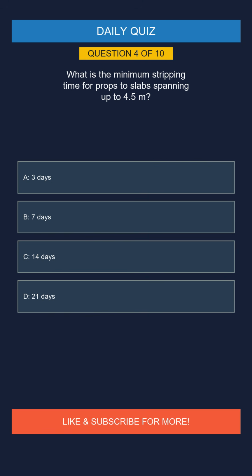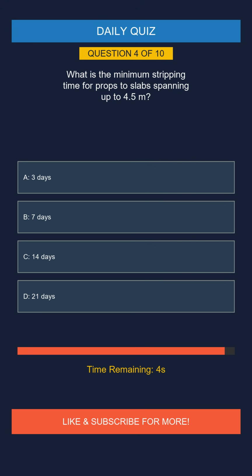Question 4. What is the minimum stripping time for props to slabs spanning up to 4.5 meters? Option A, 3 days. Option B, 7 days. Option C, 14 days. Option D, 21 days.